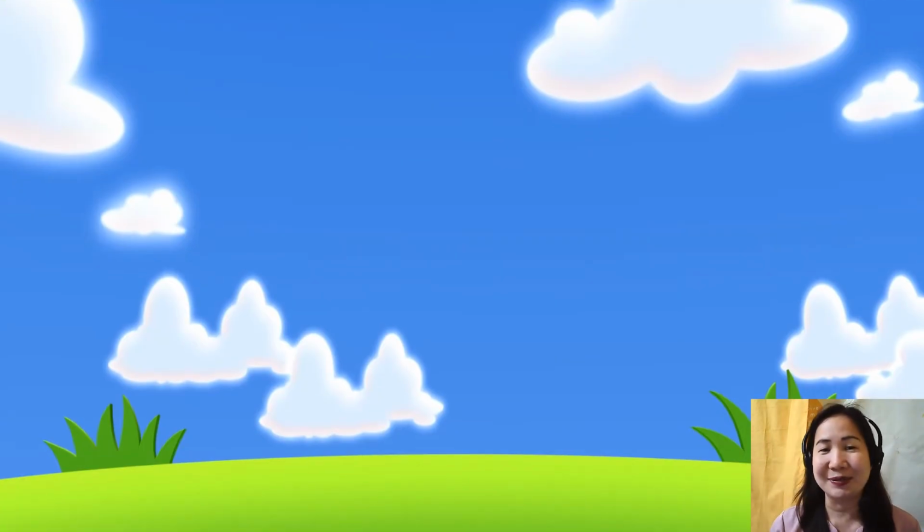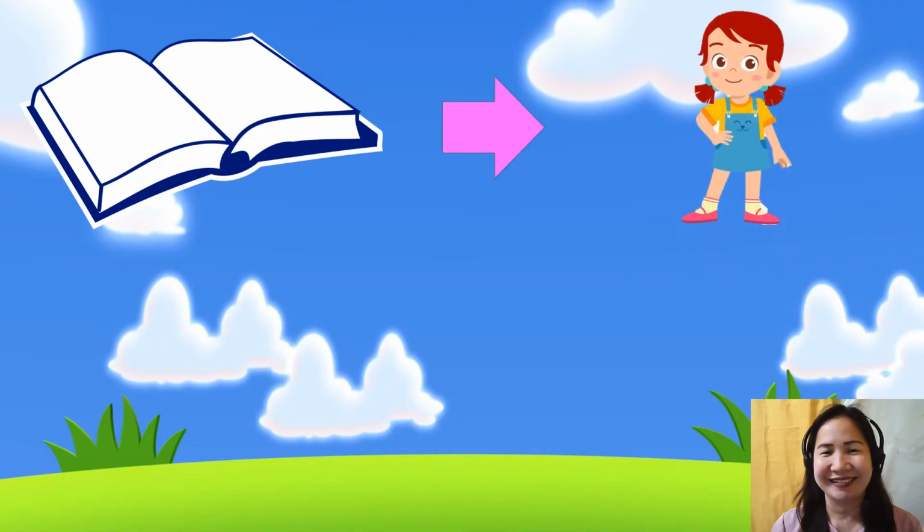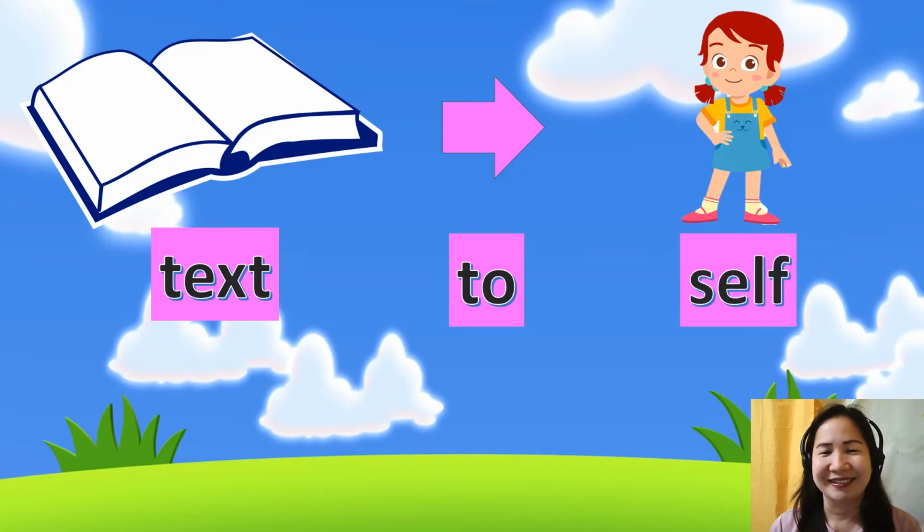Let's go to number 2. What do you think is the number 2 connection? Of course, the first one is text. How about how it connects? Okay, that is text-to-self connection. So what do you mean by text-to-self connection?